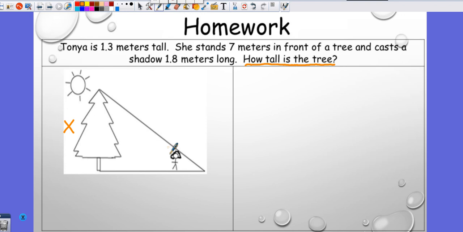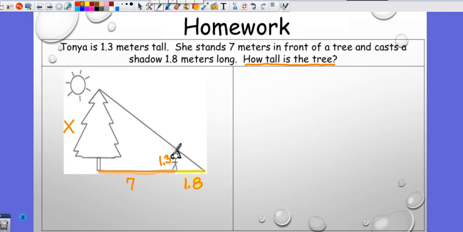So Tanya is 1.3 meters tall. So I'm going to put 1.3 here. She stands 7 meters in front of the tree. So between the tree and her, let me highlight that for you guys, that's right here, is 7 meters. And then it says she cast a shadow of 1.8 meters. Shadows are on the ground, babies. Do not put the shadow in the air, sweethearts. The shadows go on the ground. This is your shadow right here, the ground. So we're going to call that 1.8. Let me change that color. This is 1.8 meters. That's where her shadow is.